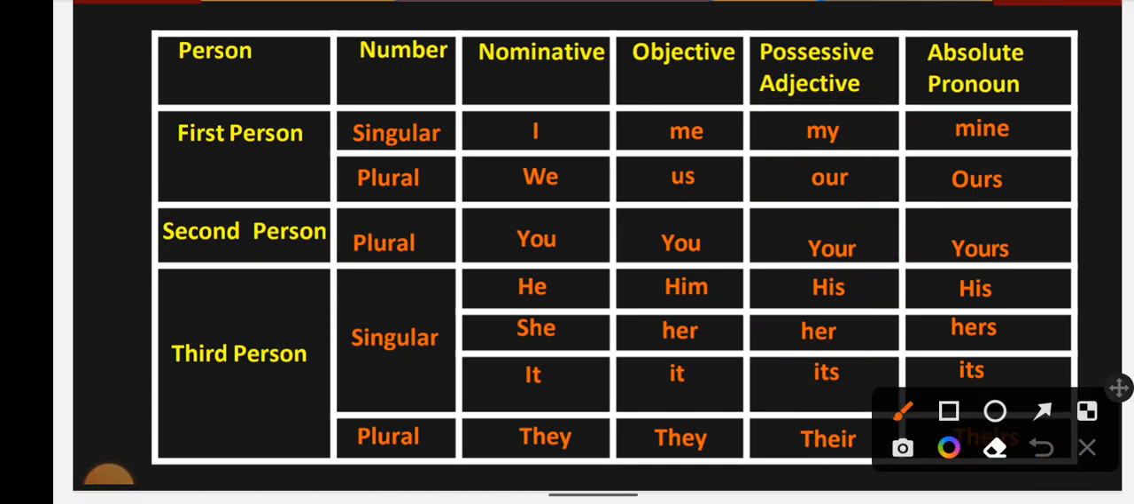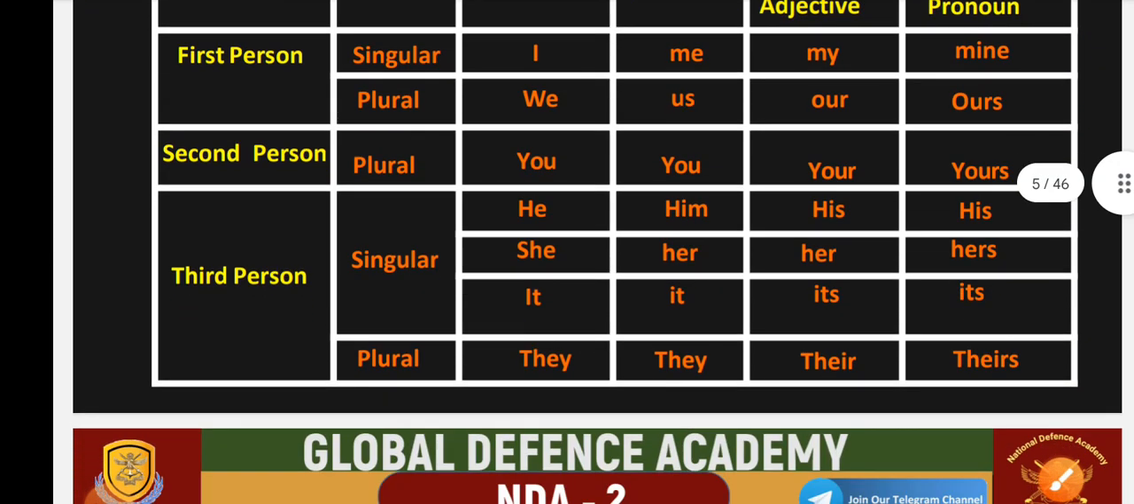It is nothing but a reflexive pronoun. Mine, ours, yours, his, hers, its. Sorry, what was I saying, reflexive pronoun? No, it's not a reflexive pronoun. It's a possessive pronoun. Absolute pronoun means it's a possessive pronoun. Got it? Okay.